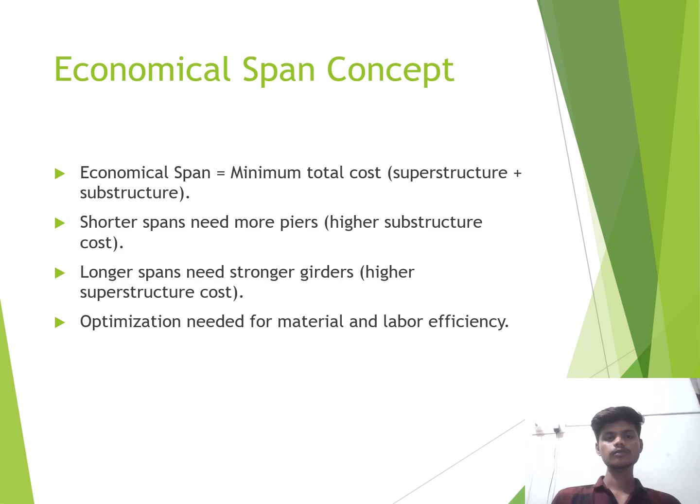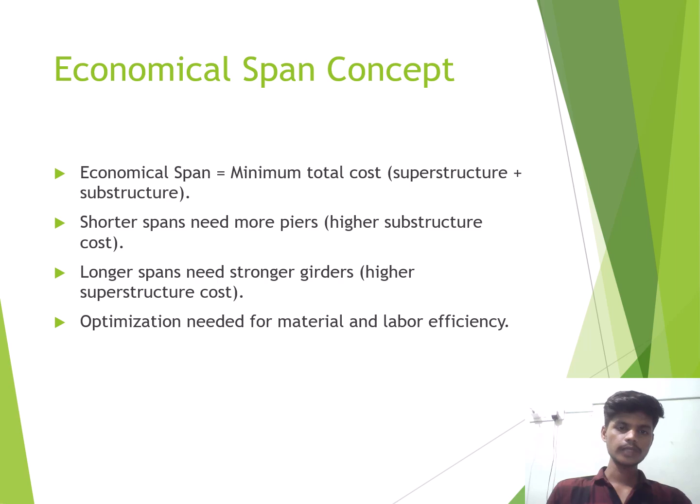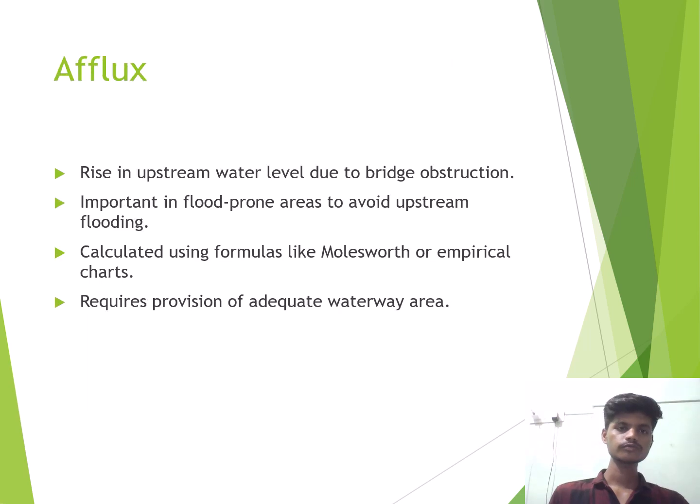Economical span concept. What is the economical span concept? Economical span means the minimum total cost, superstructure plus substructure. The span for which the cost is minimum is called the economical span. Shorter spans need more piers, so higher substructure cost. Longer spans need more girders, so higher superstructure cost. Optimization is needed for material and labor efficiency.